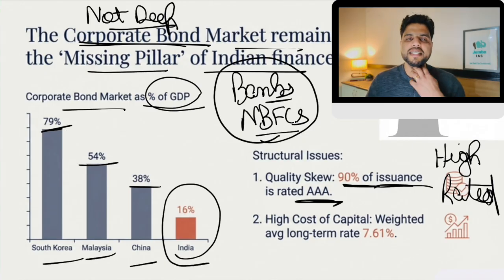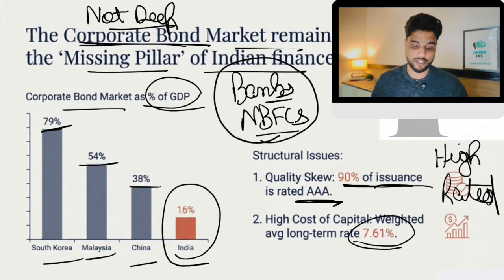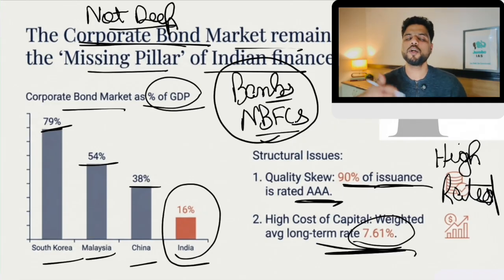So small or mid-sized companies are still going the traditional banking route. Plus, borrowing money through corporate bonds is still expensive. How expensive? When you borrow money through corporate bonds, the average interest rate is 7.61%, which is still a lot. So this is the issue. That is why mid and small sized companies are not going this route. Make sense?